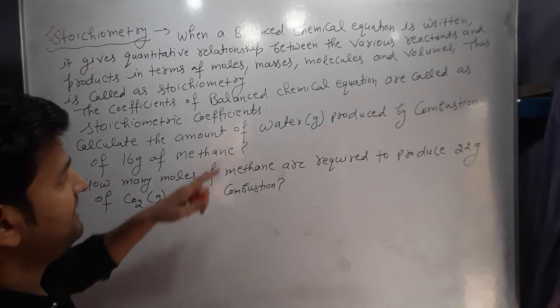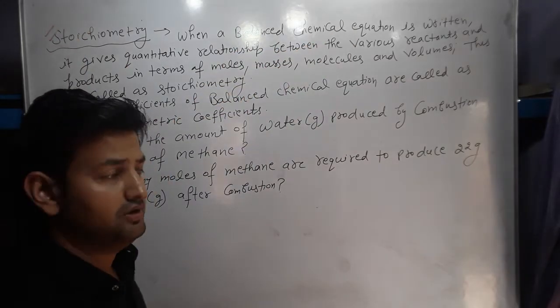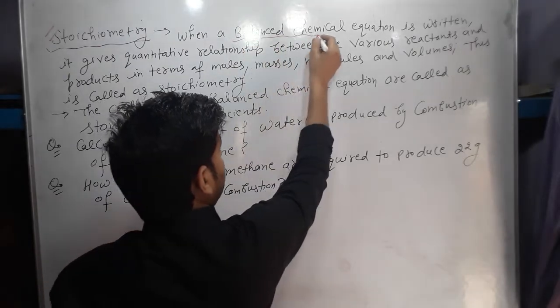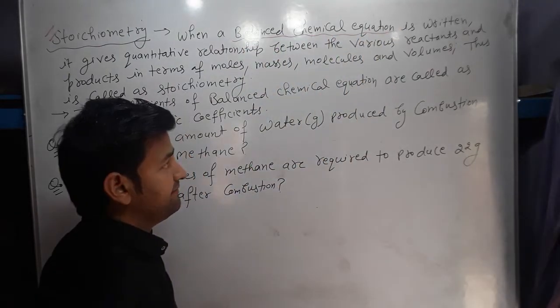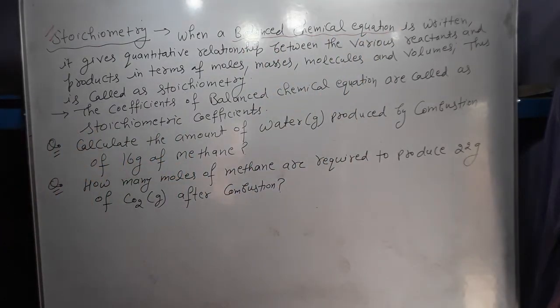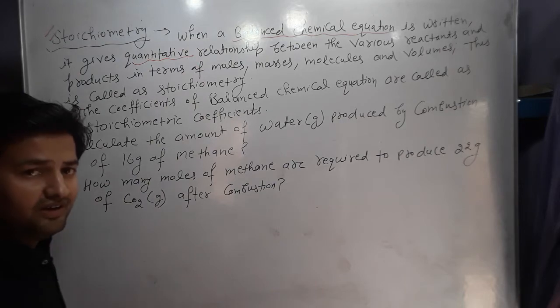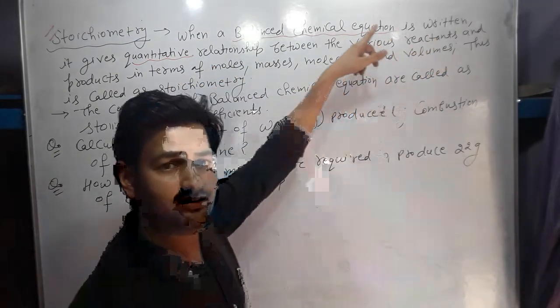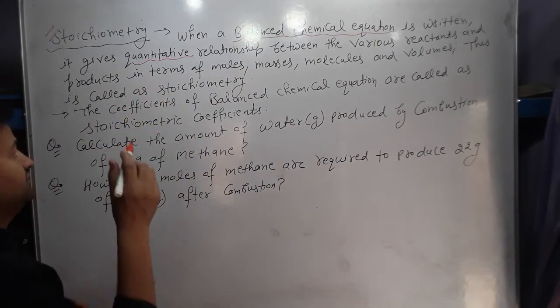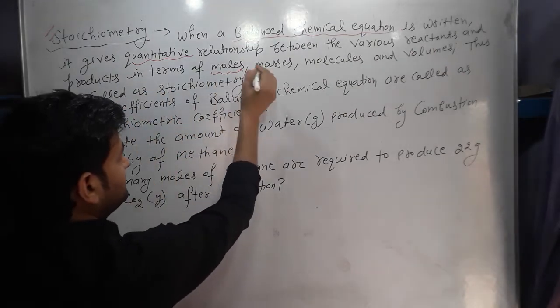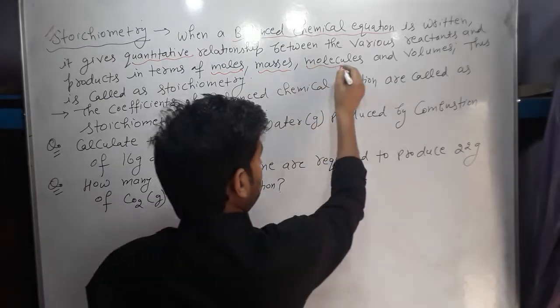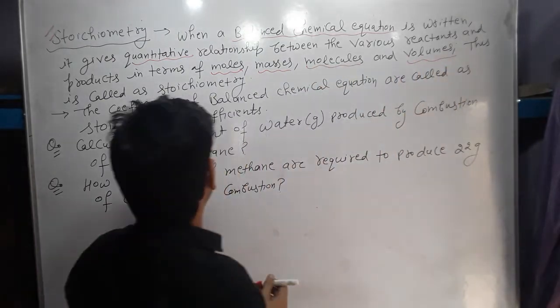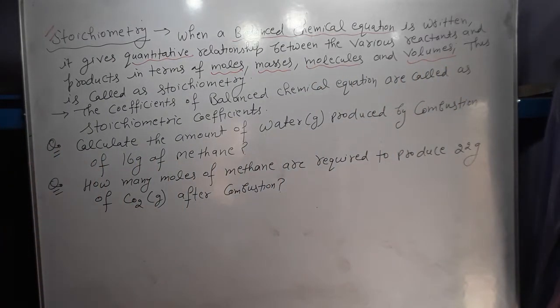Stoichiometry: when a balanced chemical equation is written, note here the equation should be balanced, it gives a quantitative relationship. It means it gives the quantity. It gives the quantitative relationship between the various reactants and products, in terms of moles, in terms of masses, molecules or volume. This is called stoichiometry.